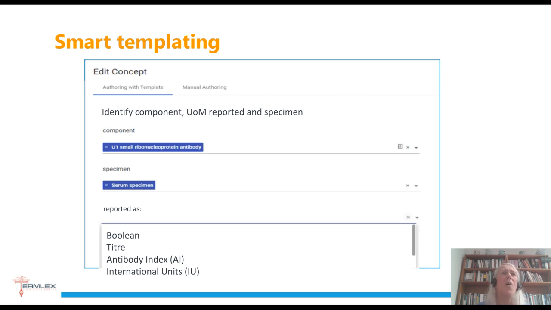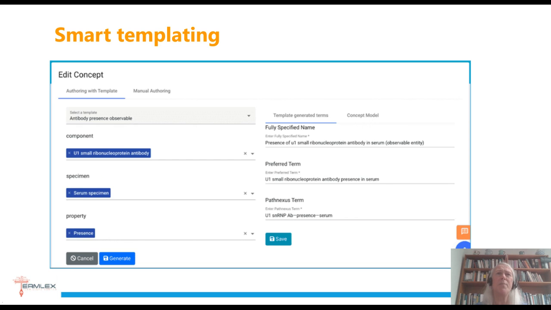And then we just need to say, how do you report this? It could be reported as a titer, antibody index, international units. But somebody says, no, we report that as a Boolean. That's a positive, negative, or some form of neither positive nor negative. So we'll select Boolean.